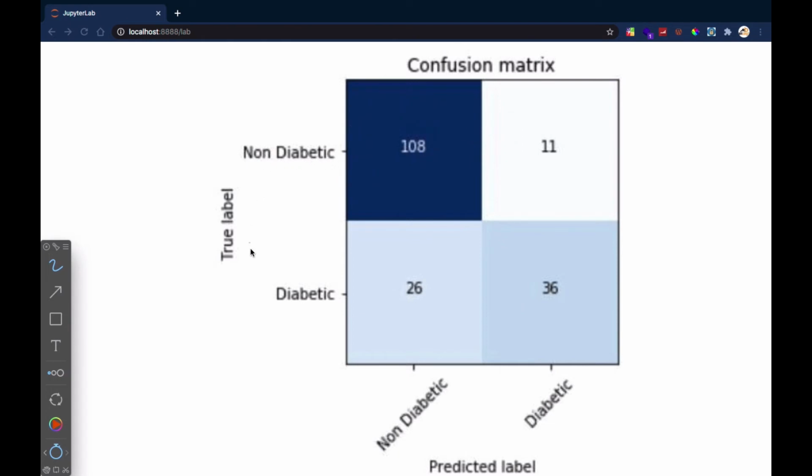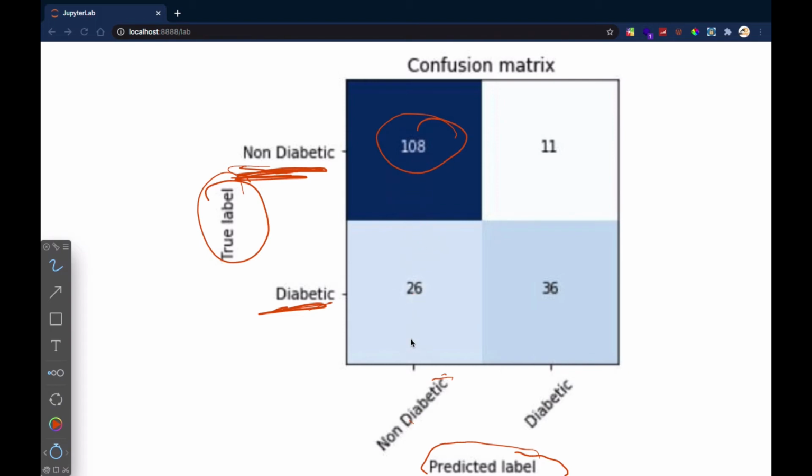Now in this case, you can see that this is the true label, the original label, and this is the one that we predicted. This is our prediction. There are some patients who are diabetic and some who are not diabetic. So we want to predict those who are diabetic as diabetic and those who are not diabetic as not diabetic.